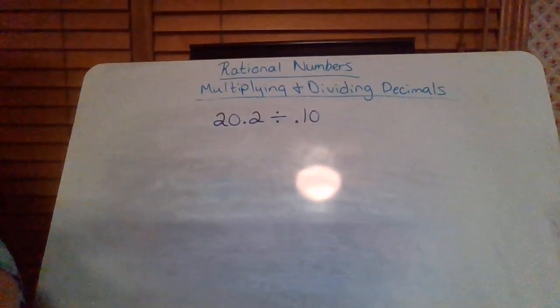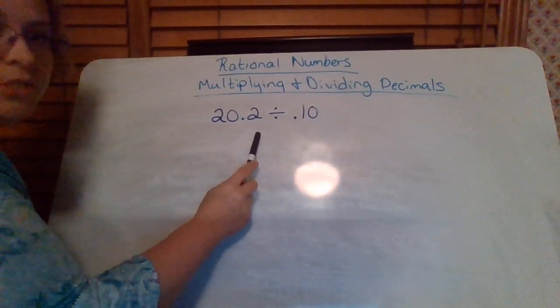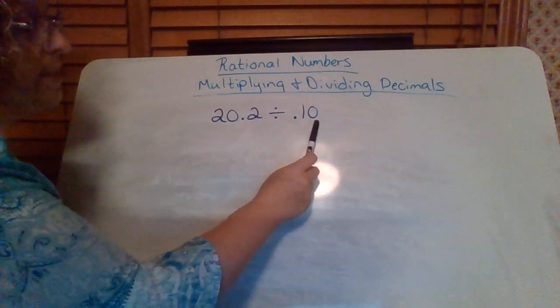All right, so example number 2. Let's say, we'll do a little bit smaller. We'll say we have 20.2 divided by 0.10. All right. Now remember, whatever you're dividing by, it cannot have that decimal. Sorry about that. Okay, so 20.2 divided by 0.10.